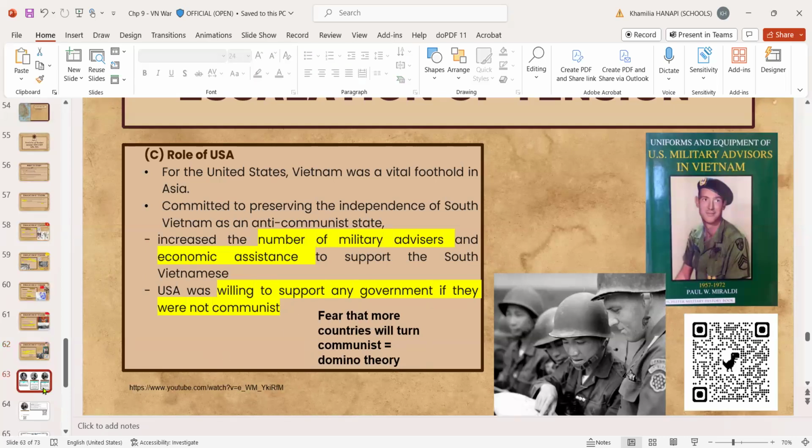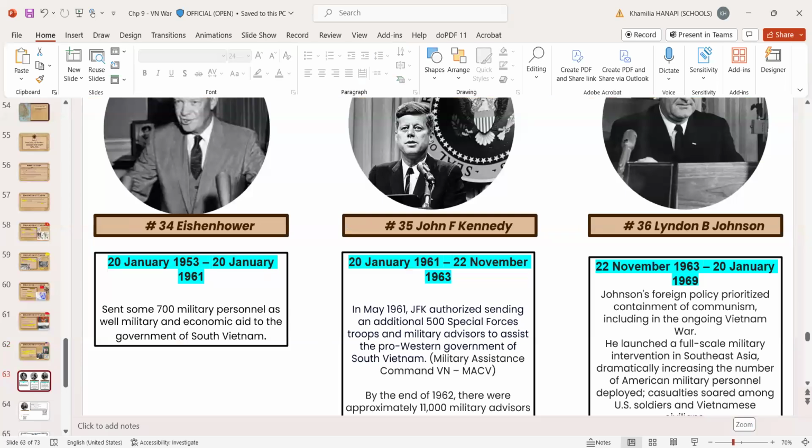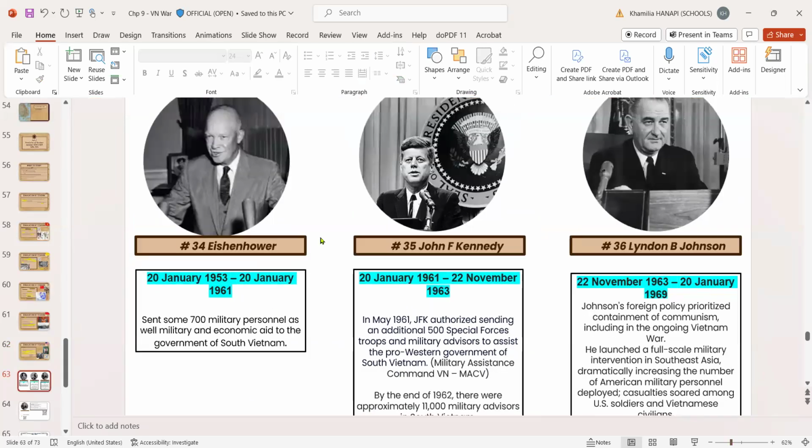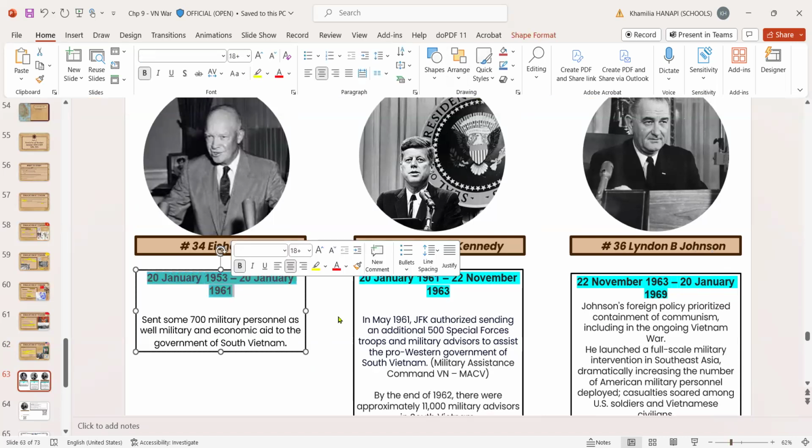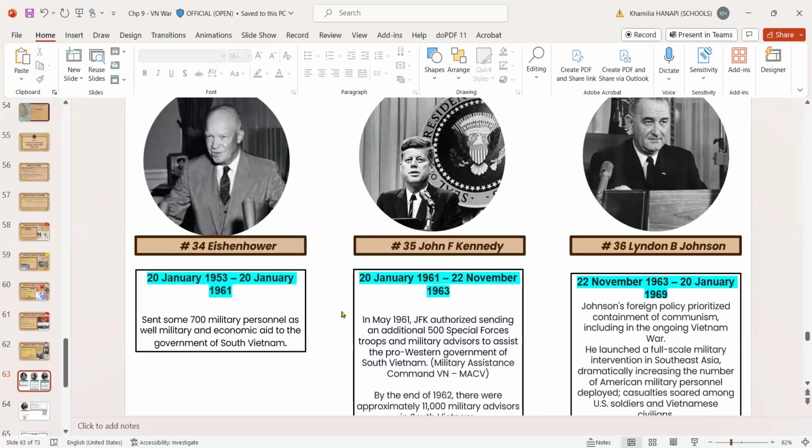Now let's take a look at who the US presidents were at the time. You have Eisenhower, Kennedy, and Johnson. You can take a look at how long each was in power. What was America's role? America's role was very minimal. America just wanted to send military aid or military advisors. That's it. But I will not fight the war for you. From 1953 to 1961, America sent 700 military personnel. The military personnel were just helping, not fighting the war per se.